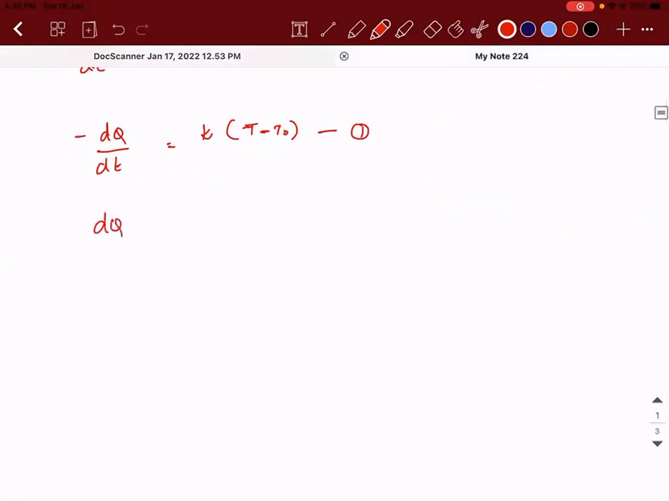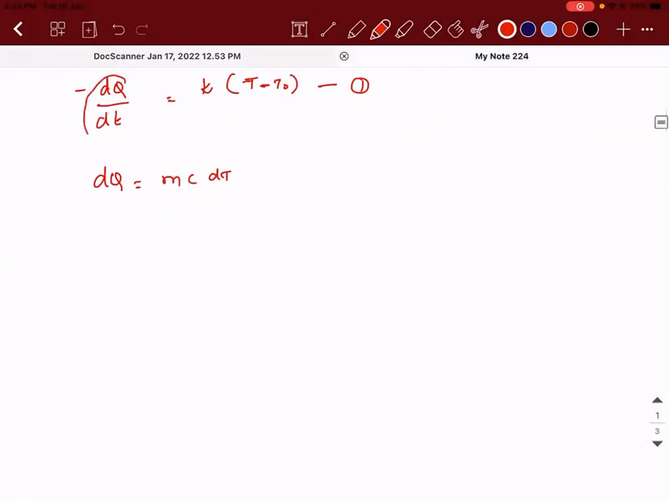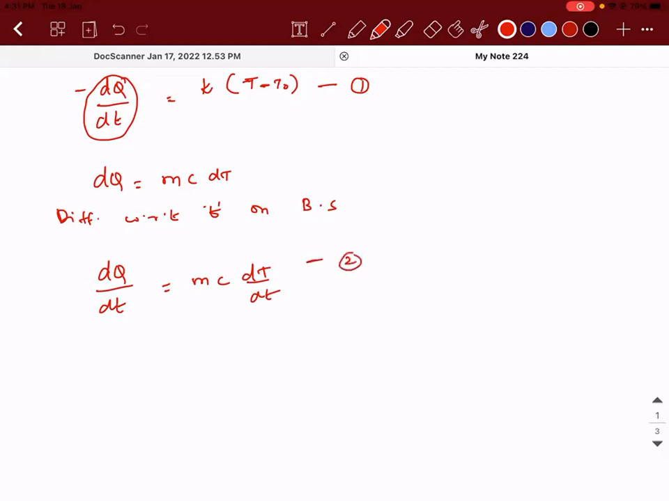So the third step is dq equal to mc into dT. But what is it that we need? We need dq by dt. So differentiating with respect to small t on both sides. I hope everybody is able to understand. There are two T's involved. One is capital T and the second is small t. Small t is time and capital T is temperature. So dq by dt will be equal to mc into d capital T divided by dt. Let me call this equation number 2. From 1 and 2, what can you say?